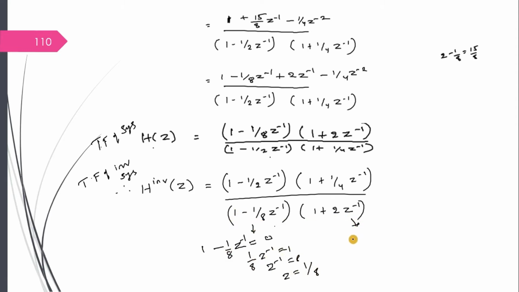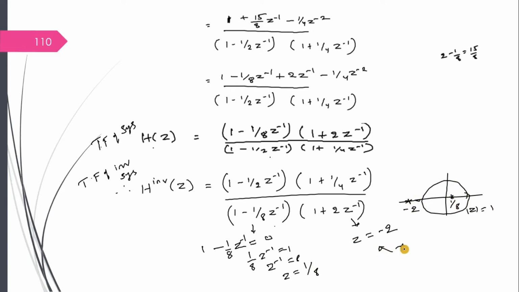So what is the pole here? The pole is z equal to minus 2, because plus here, you get minus 2. If I draw the unit circle, this is |z| equal to 1, the unit circle. 1 by 8 comes over here, minus 2 comes over here. So this is an outside pole, right?